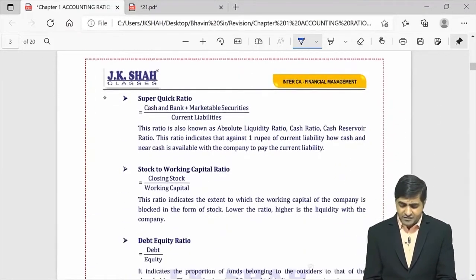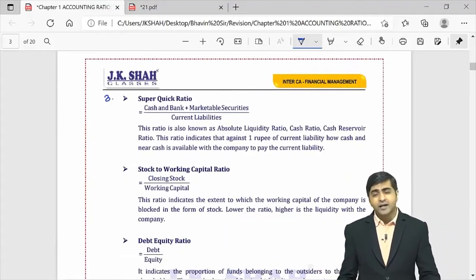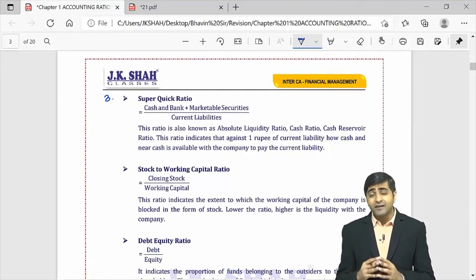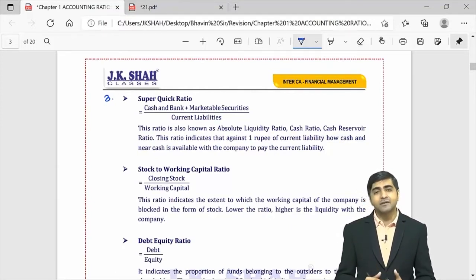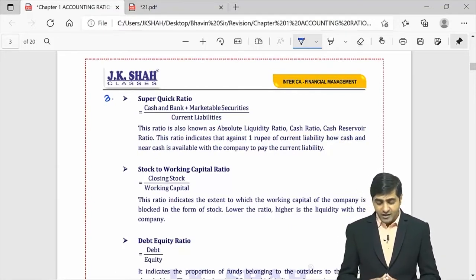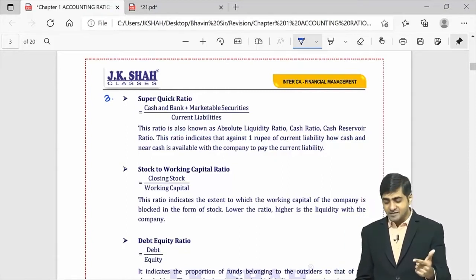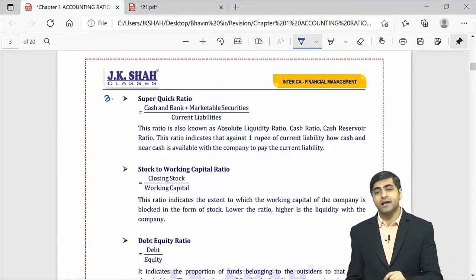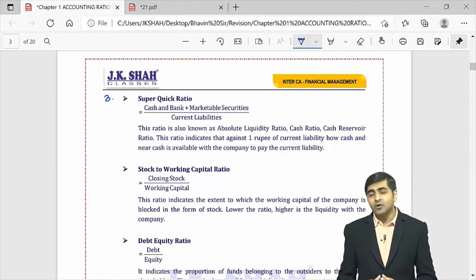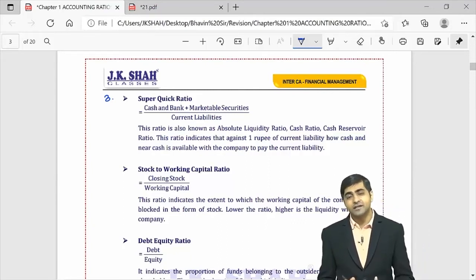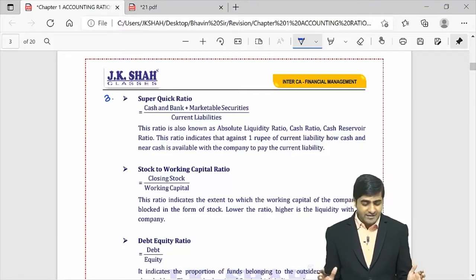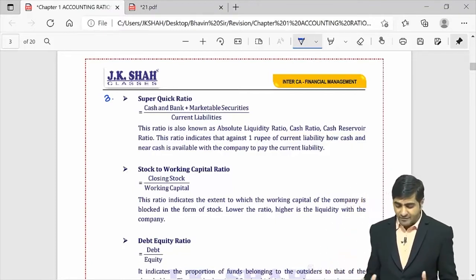Then guys, we have something which is called your super quick ratio. In the super quick ratio, whatever is the cash and cash equivalent readily available to meet your current liabilities, we have to take that into consideration. So guys, we have cash and bank and marketable securities, which we compare with your current liabilities, so that we can come to know what is the liquidity available with the company right now to meet your current liabilities. So cash, bank and marketable securities, those are your super quick assets, which we divide by your current liabilities.